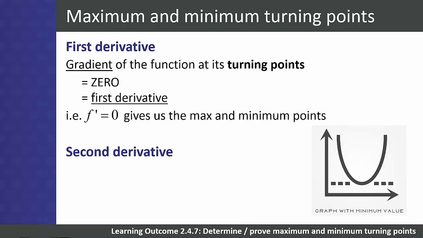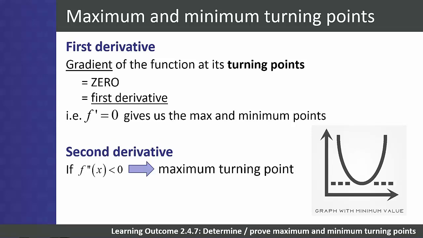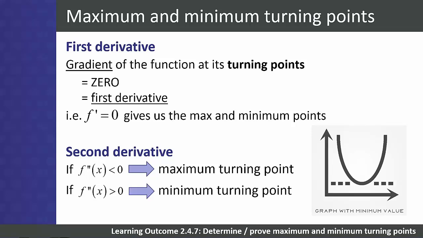The second derivative tells us whether the turning point is a minimum or a maximum point. If the value of the second derivative is negative for x, there is a maximum. If the value is positive for x, then there is a minimum.